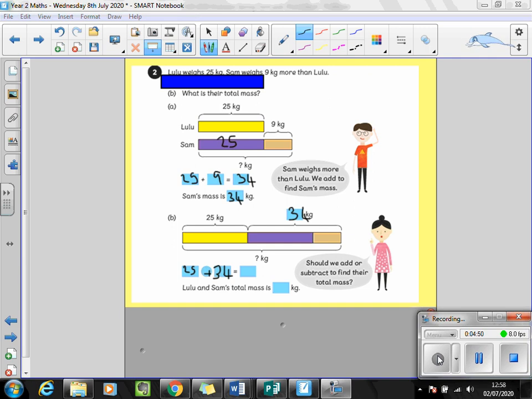25 kilograms, add 34 kilograms. Hopefully you've worked out that the answer is 59 kilograms. And again, you might have done that using column addition, that's absolutely fine. Or you might have used your knowledge of number bonds and place value, knowing that 4 and 5 make 9, and then 30 add 20 make 50, so the 50 add the 9 is 59.